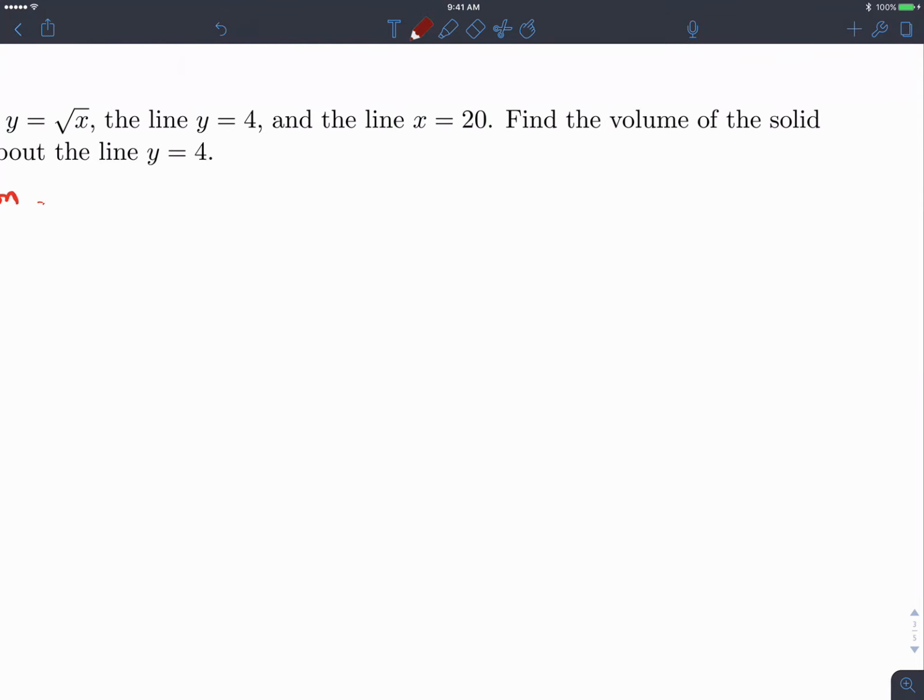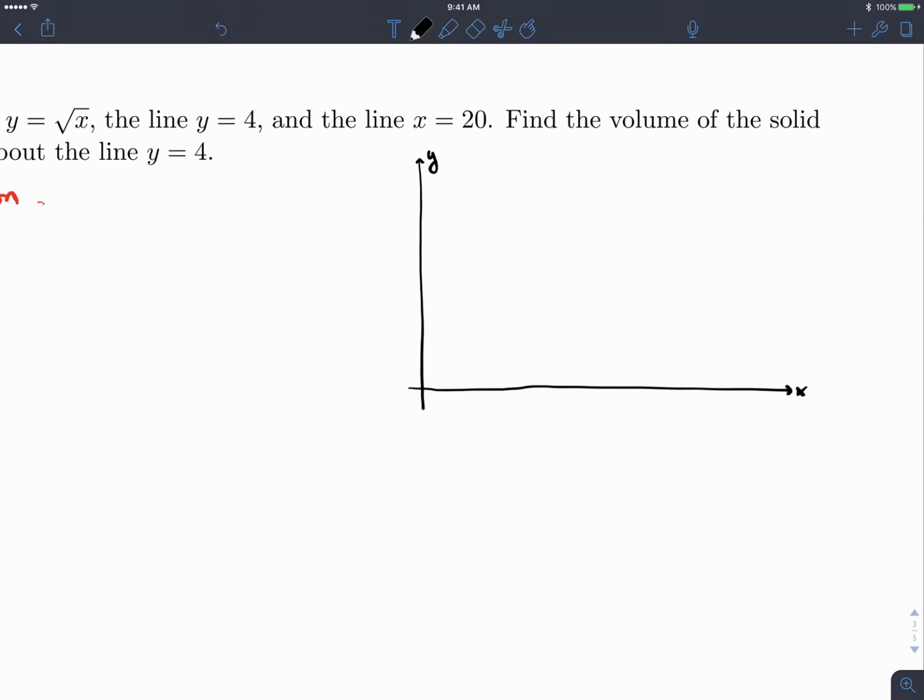So off to the side here, let's consider what we're working with. Now I'm going to warn you, this is not going to be to scale, but that's just so it's reasonable to see. So here's the y-axis, here's the x-axis.